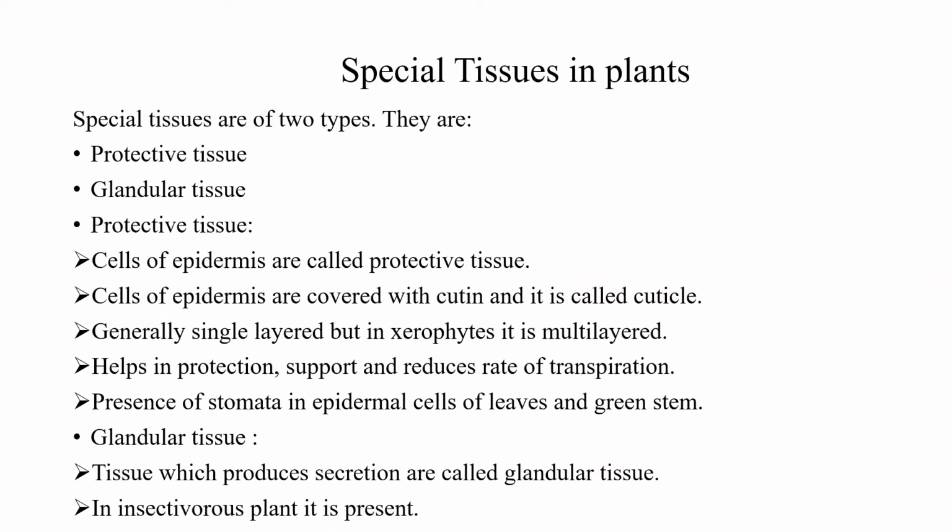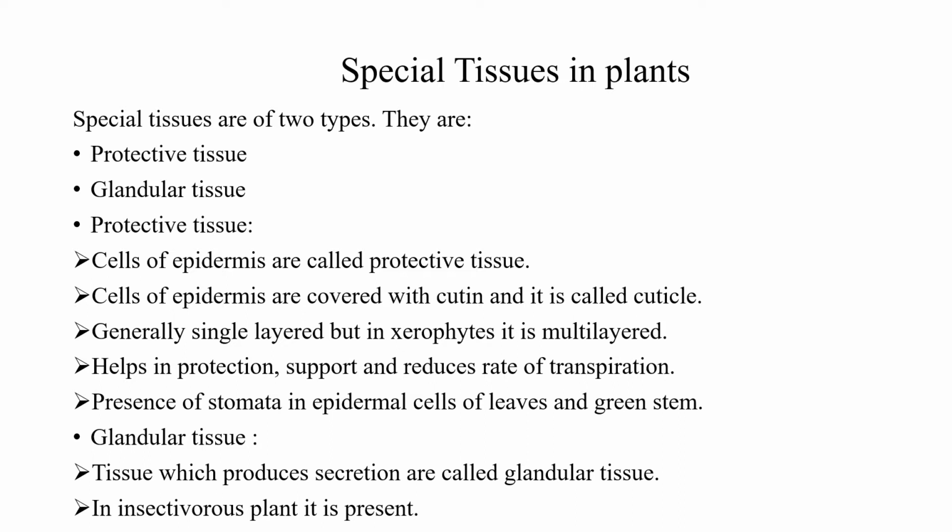Special tissues in plants. There are two types of special tissues, protective and glandular. Protective, from the term itself you can understand, is mostly present in the outer layer or outer surface, the epidermis. Cells of epidermis are covered with cutin, that is nothing but cuticle. Generally it is a single layer, but in xerophytes it is multi-layered. Why? To reduce the rate of transpiration because of scarcity of water in those areas. Then there is the presence of stomata in epidermal cells of leaves and green stem.